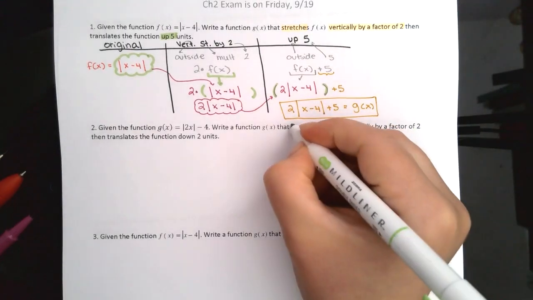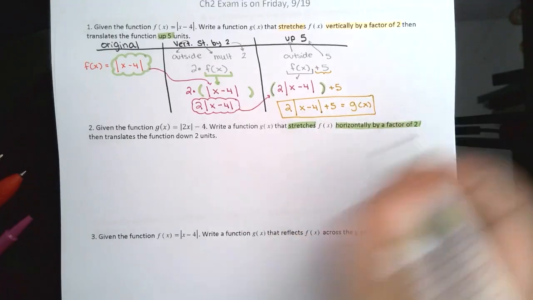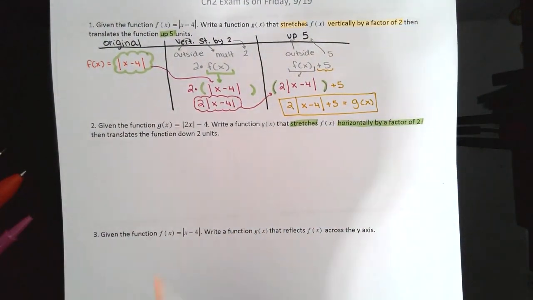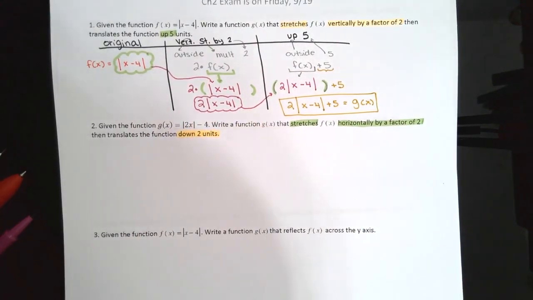Let's go ahead and see what they want us to do. We have a function that stretches. This should be g of x horizontally by a factor of 2. Okay. And then we have a translation down 2 units. Let's go ahead and create our table.